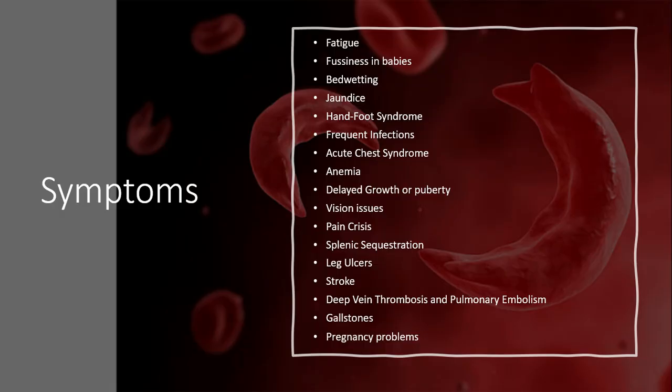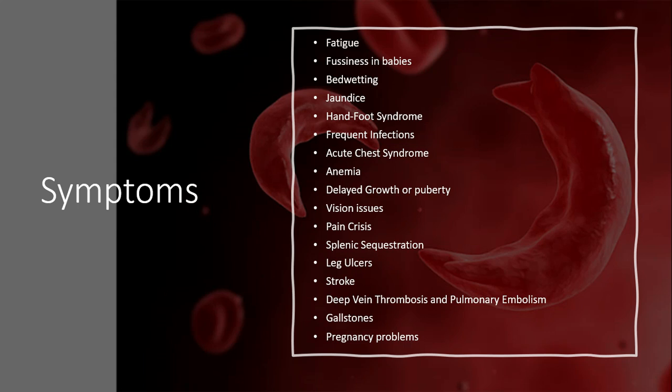Symptoms typically begin within the first year of life. Symptoms and complications of sickle cell disease include fatigue, fussiness in babies, bedwetting due to kidney problems, jaundice, hand-foot syndrome, where there is swelling and pain in hands and feet, and is also accompanied by fever, and frequent infections. There's an increased risk of infection, especially of bacterial infections due to splenic damage. A leading cause of death in infants and children is pneumonia. Acute chest syndrome, where there is chest pain, coughing, difficulty breathing, and fever. This can be life threatening.